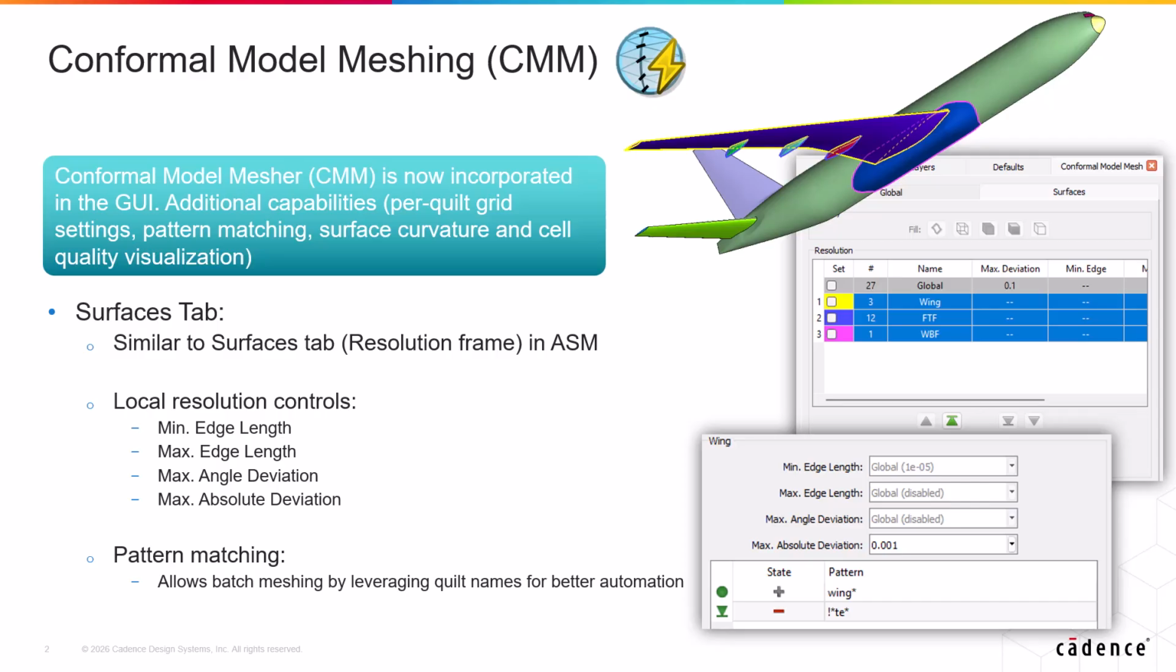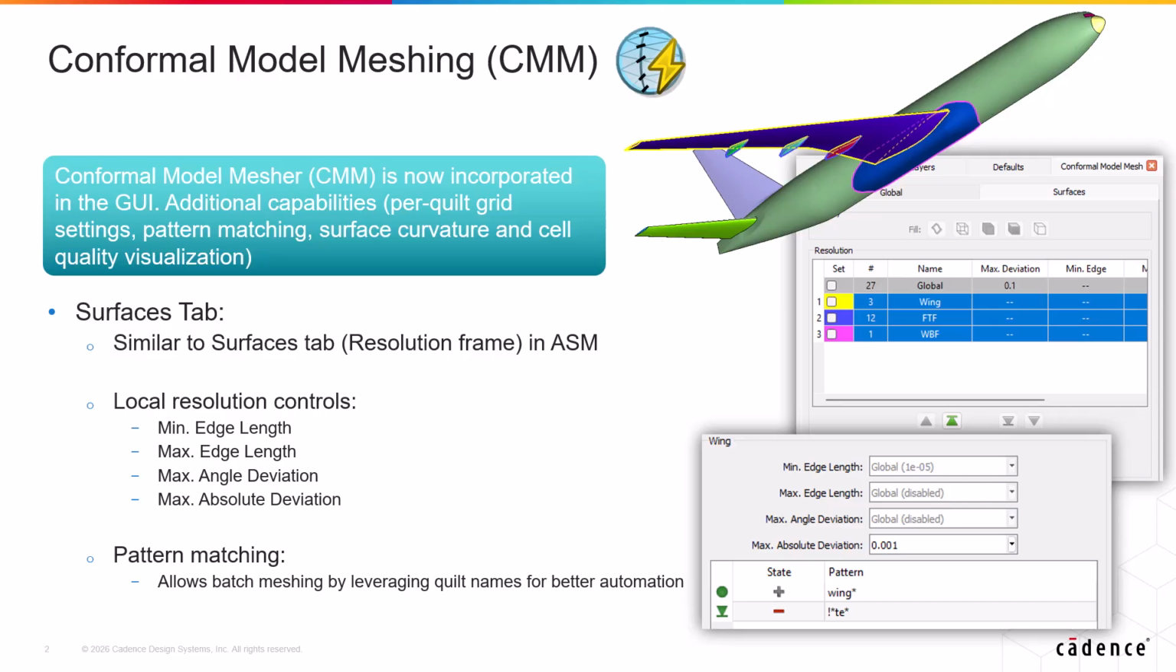In this video, we'll focus on the Surfaces tab, which extends the workflow by allowing us to override those settings on selected quilts. This provides finer controls over the tessellations, making it possible to apply different levels of geometric fidelity and mesh resolution to the different regions of the model. Users familiar with automatic surface meshing, or ASM, will recognize the filter-based workflow. Just like ASM, we can create filters and assign quilts to them. In CMM, these filters allow us to locally override the global tessellation controls on a per-quilt basis.